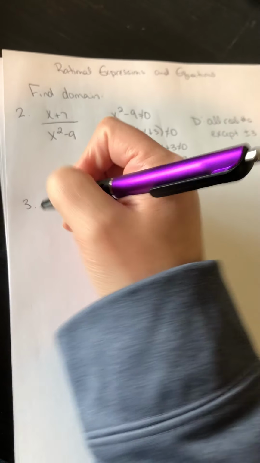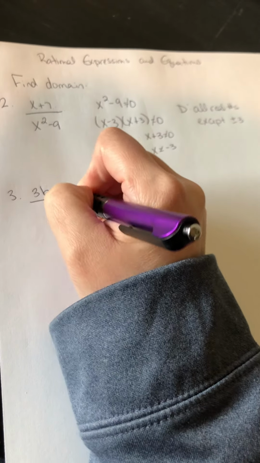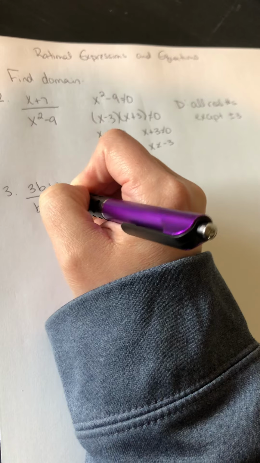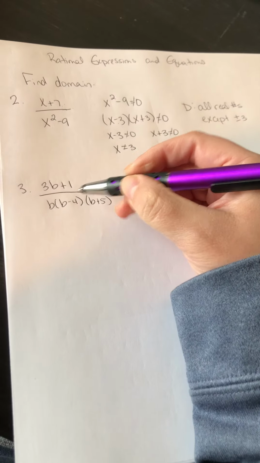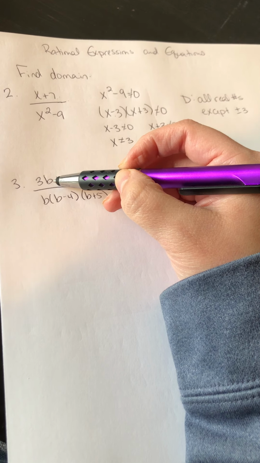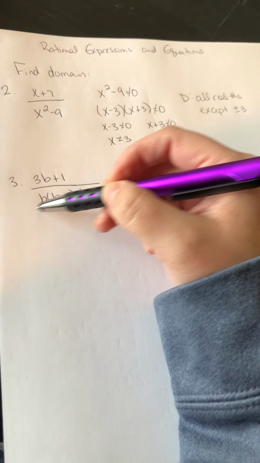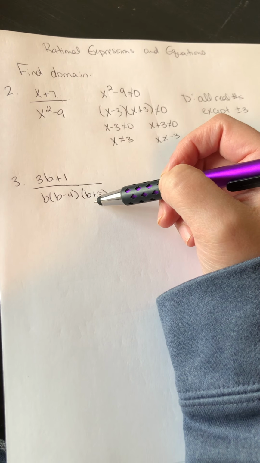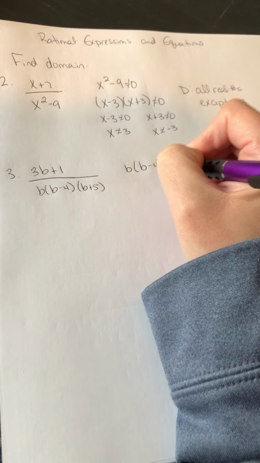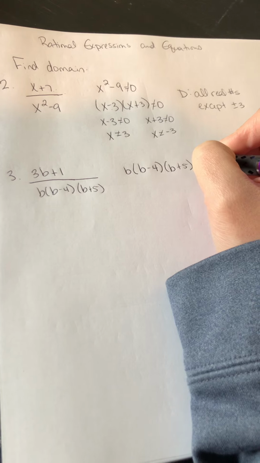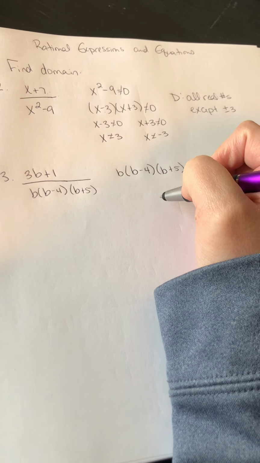Number 3 is 3b plus 1 over b times b minus 4 times b plus 5. So for this one, again, the numerator can be 0. We just don't want the denominator to be 0. So we don't have to worry about the numerator. The denominator is already factored. So we set the denominator equal to 0 or not equal to 0 and solve.